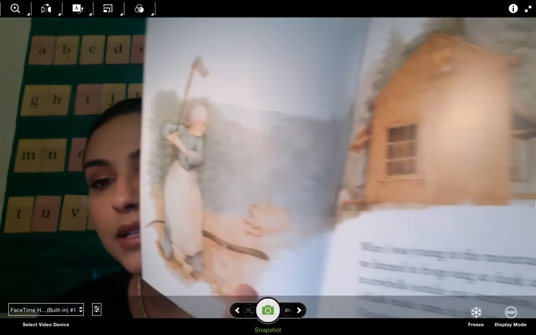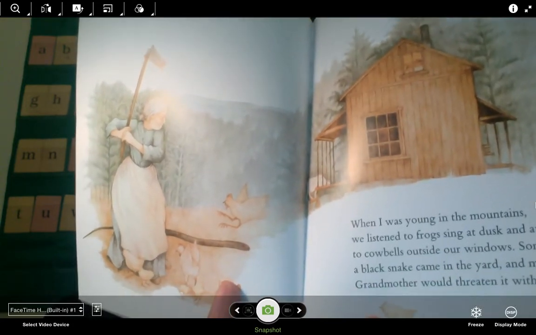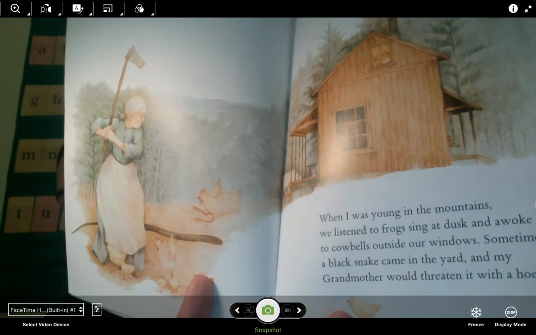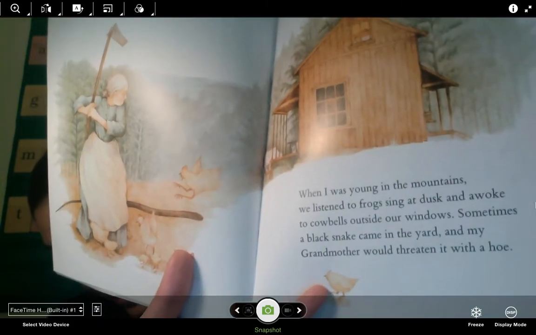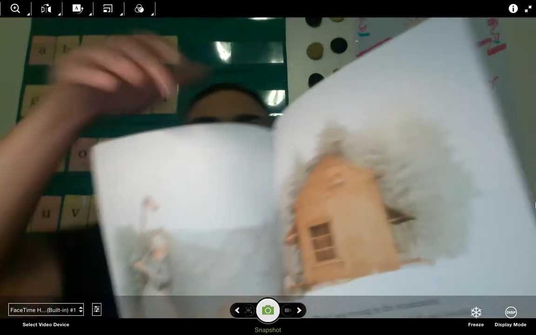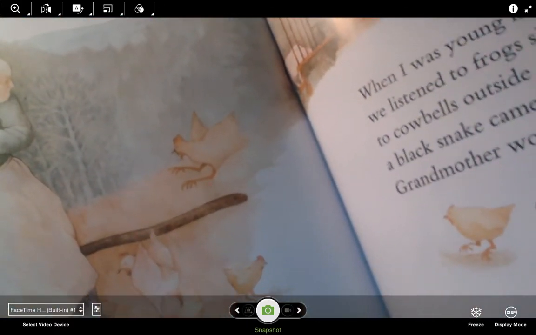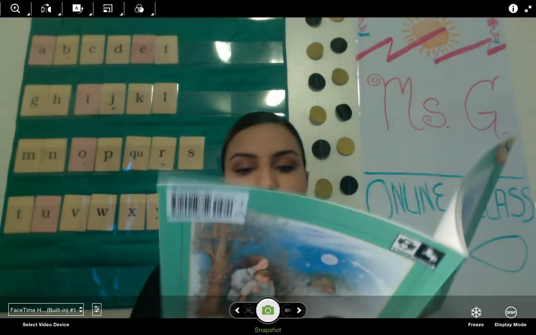When I was young and in the mountains, we listened to frogs sing at dusk, and awoke to cowbells outside our windows. Sometimes a black snake came in the yard, and my grandmother would threaten it with a hoe. Right? Now this is a little awkward, but let's check it out. There you see Grandma fighting it with the hoe, right?